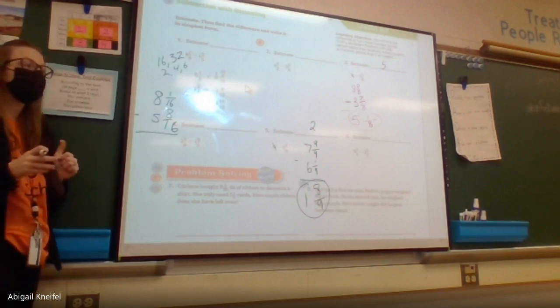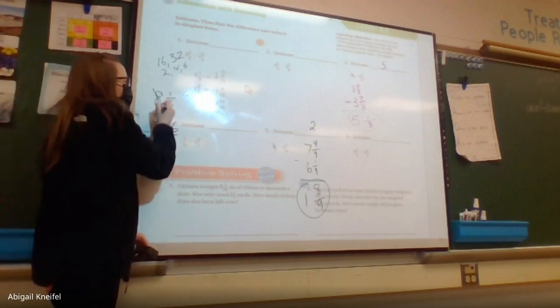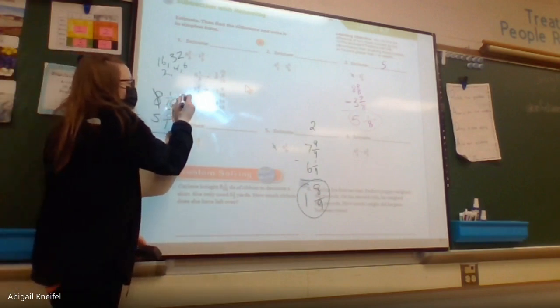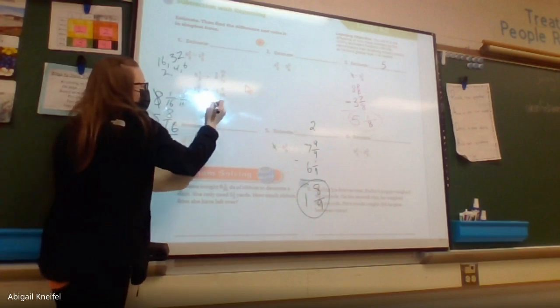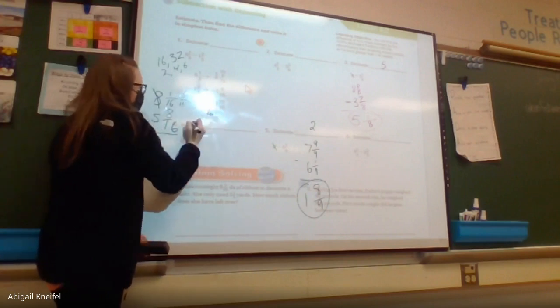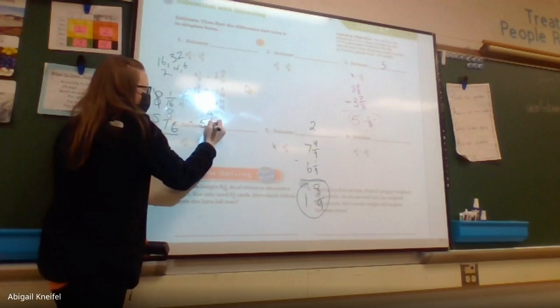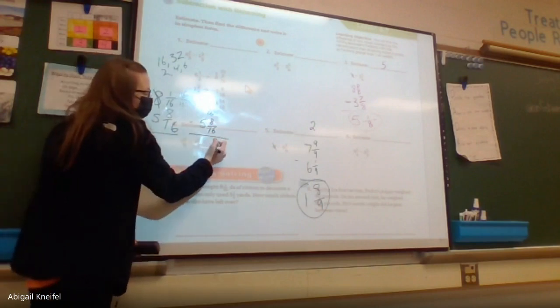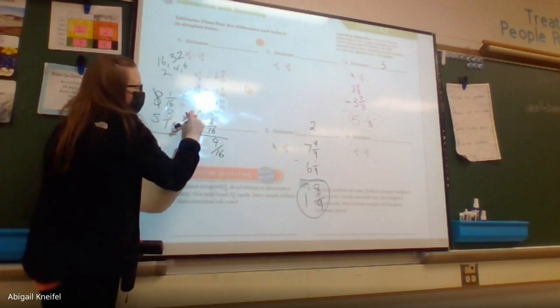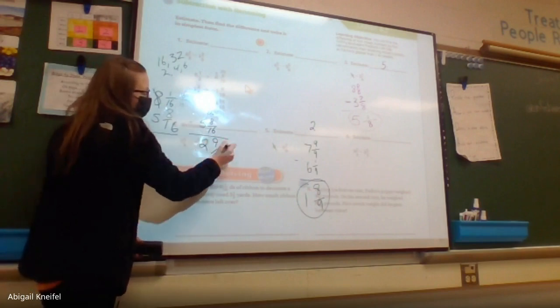But first I'm going to borrow from my friend the 8. If I decide to borrow from my friend the 8, then I have to add a whole to this. My 8 becomes a 7. My 1 becomes a 17 over 16 minus 5 and 8 16ths. 17 minus 8 is 9 over 16. 7 minus 5 is 2.